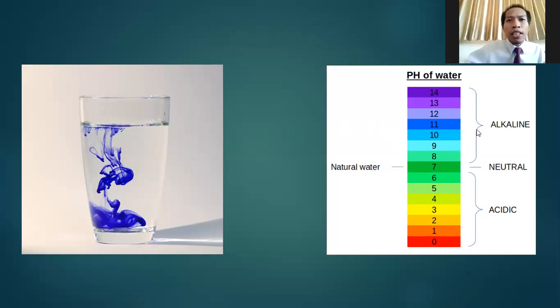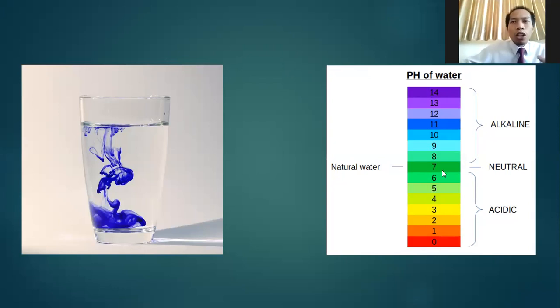Another one, look at the right side, the right picture. It is the pH. Anyone know about pH? Have you heard about pH? Yes, sir. Yes. You heard about pH. Later on in 11th grade, we are going to talk about pH. There is one topic here about pH. And water also has a pH.